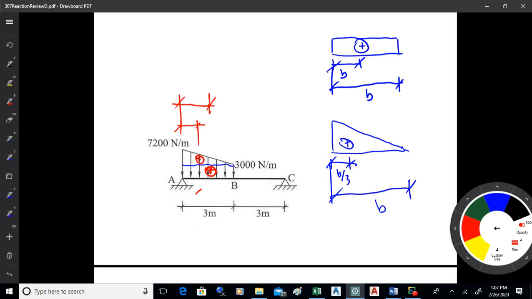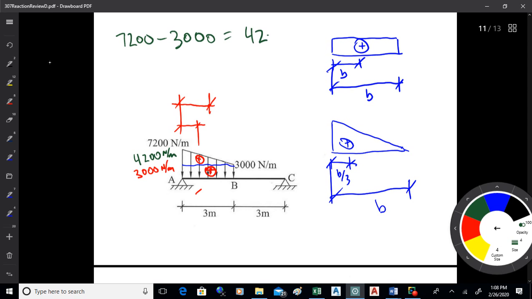So how high is the rectangle? 3,000 newtons per meter. How high is the triangle? Yeah, you got to be careful on that, and yeah, that's what you want. It's 4,200, okay? So the height of the triangle is the total height of the trapezoid minus the height of the rectangle. So just be sure that you remember to do that, that you subtract off the height of the rectangle. So once you get both of those loads, which would be areas, the heights are the load per unit length, and the base is the distance on the bottom.